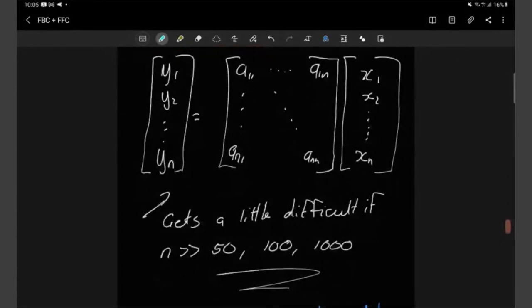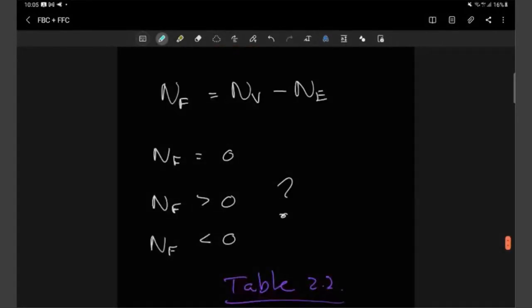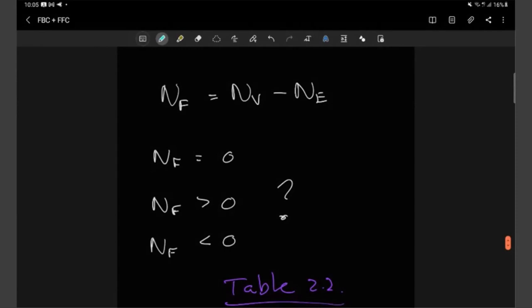Okay, so I think you have seen this equation from CIR, either second semester one or the second year one: the degrees of freedom, NF, is equal to the number of variables that we have minus the number of equations. A very simple equation, but a very powerful equation. And we obviously have three scenarios.